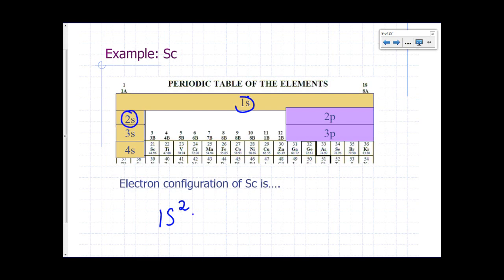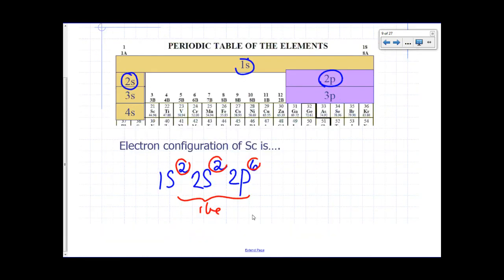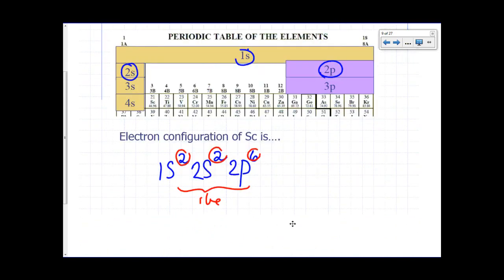Then the next electrons will go to the 2s subshell, and you can put 2 electrons there. And then the next one would be 2p. That allows you to put 6 electrons there. So that takes care of 10 electrons so far: 2 plus 2 plus 6, that's 10 electrons. How many more electrons do we have to account for? You're dealing here with 10 electrons so far, and scandium has 21 electrons. So you get 11 electrons more to go.